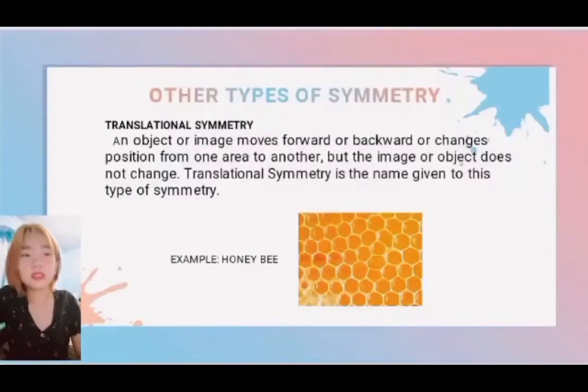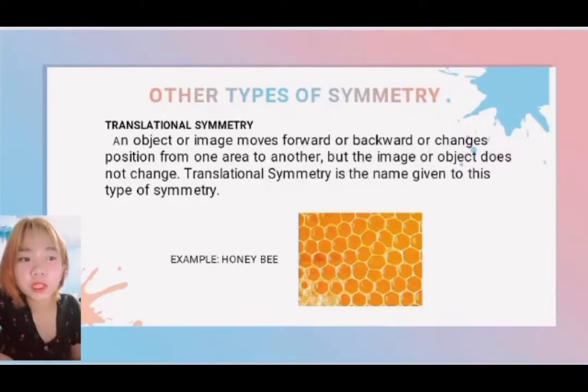So good day everyone, this is Georgia Picosa and I am going to share with you guys about the other types of symmetry. So the first one is the translational symmetry. It is when an object or image moves forward or backward or changes position from one area to another area, but the image or object does not change. So translational symmetry is the name given to this type of symmetry.